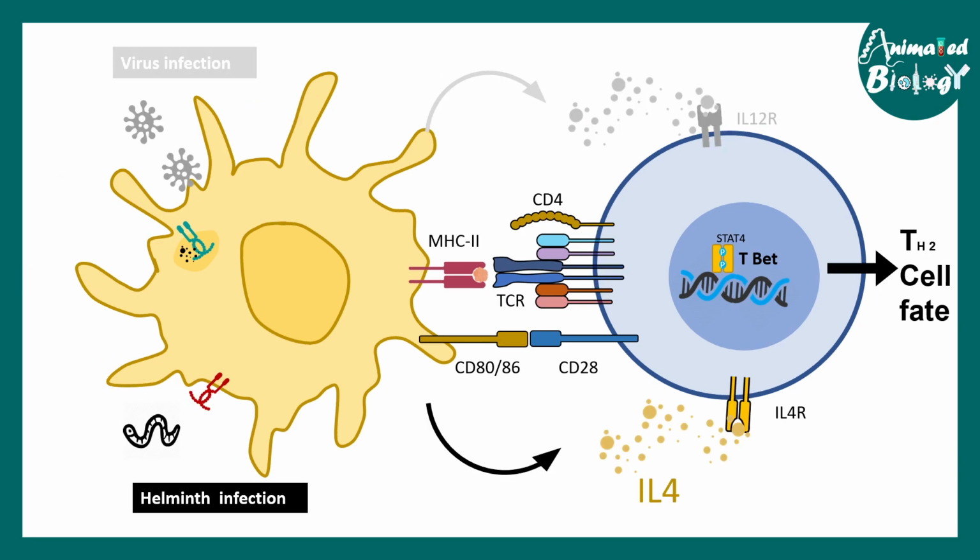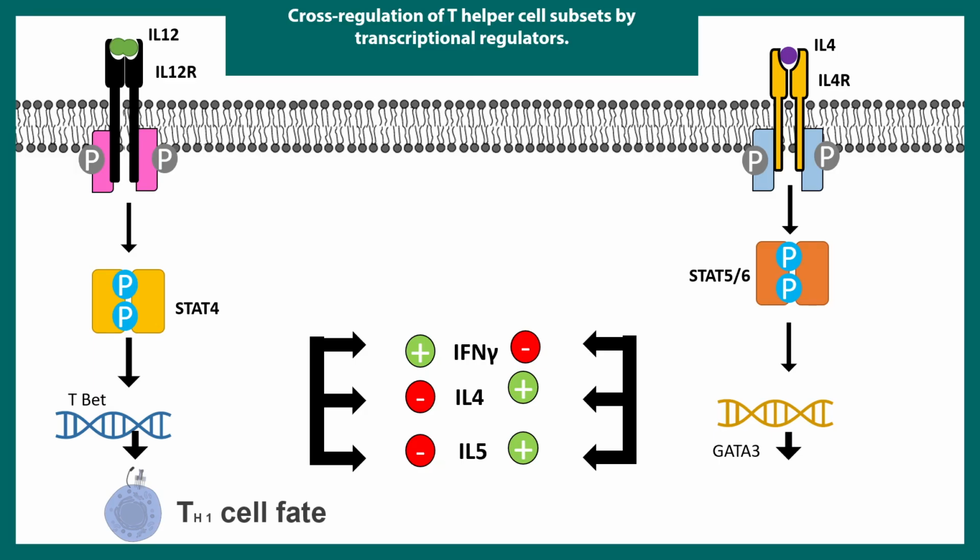Now in contrast, when there is a helminth infection, there are different pattern recognition receptors which would recognize this infection. This would ultimately lead to the production of interleukin 4. Interleukin 4 mediated signaling would activate different STATs and lead to activation of a different gene such as GATA3. So here we can see that there are different kinds of interrelated signaling pathways which can antagonize each other.